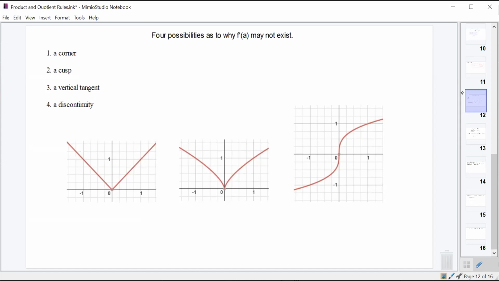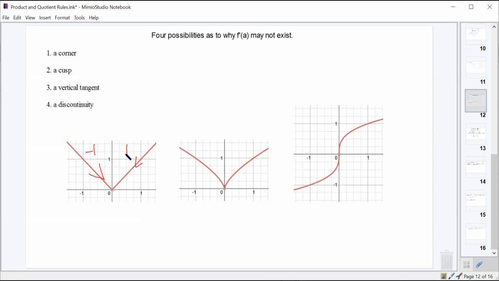So the first one, a corner, is pretty straightforward. Corner shows up on absolute value functions. The reason why the derivative doesn't exist at this point is we think about a derivative as a limit. What is the derivative coming from the left-hand side, or the limit as h approaches 0 of the difference quotient coming from the left? What's the slope of this tangent line, or the slope of this function? -1. And what's the slope coming from the right?